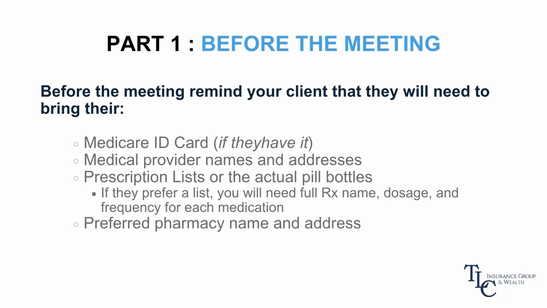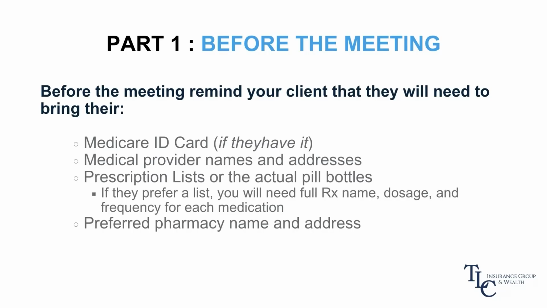Also, we need medical provider names and addresses. And this can be important when you're doing a network search, sometimes on the carrier sites. One address for a provider will show up as being in network and another address will not show up. Nine times out of 10, it's a mistake in the network directory.